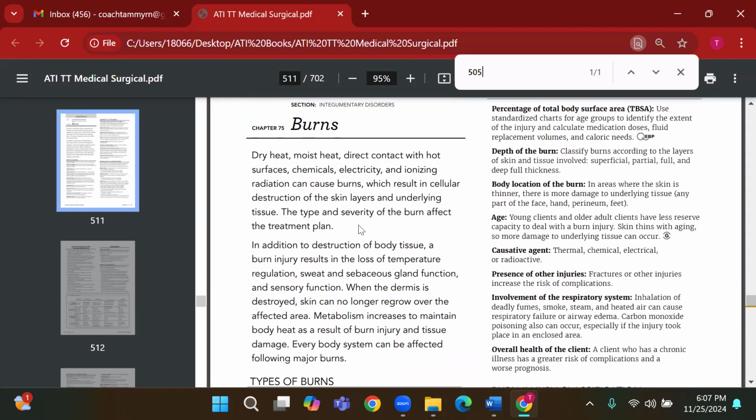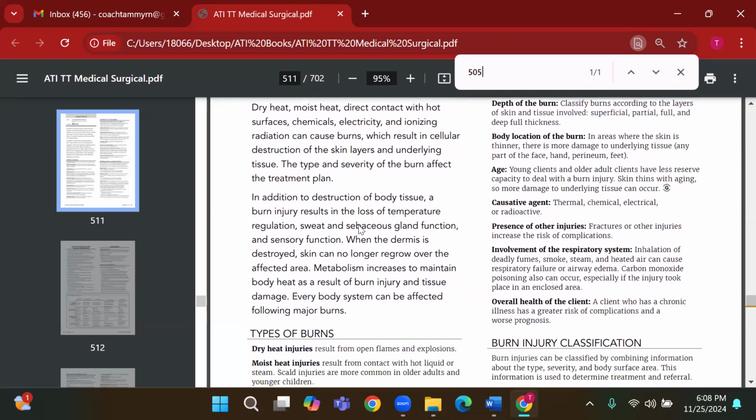So if you were going to be a burn nurse, I know in Amarillo, I'm not sure which hospital would take burns, but I think they have to send them to Lubbock for the burn unit.